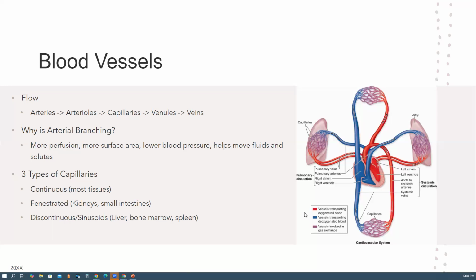Like I said, going back to the capillaries, continuous are available in most tissues. Fenestrated, those have tiny holes in the capillaries. Those are usually found in your kidneys and small intestine. And then discontinuous or sinusoids are usually found in liver, bone marrow, and spleen. That's where the artery will end and just have a big open hole at the end.